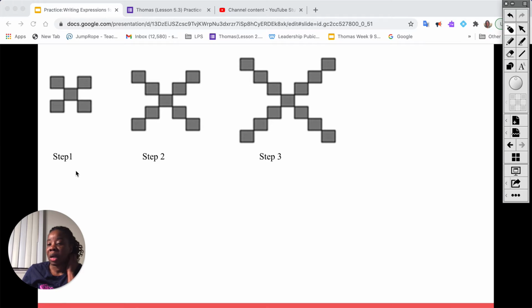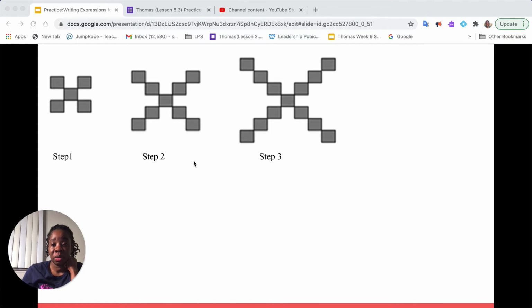Okay, so we're asked to determine the type of growth pattern that is shown here. Is it linear, exponential, or quadratic? We're going to determine the total number of squares in the sixth step in the pattern, and then we're going to write an expression for this pattern. So when I don't have a table, I like to start with the total number of squares or terms in each step. So I'm going to start by doing that.